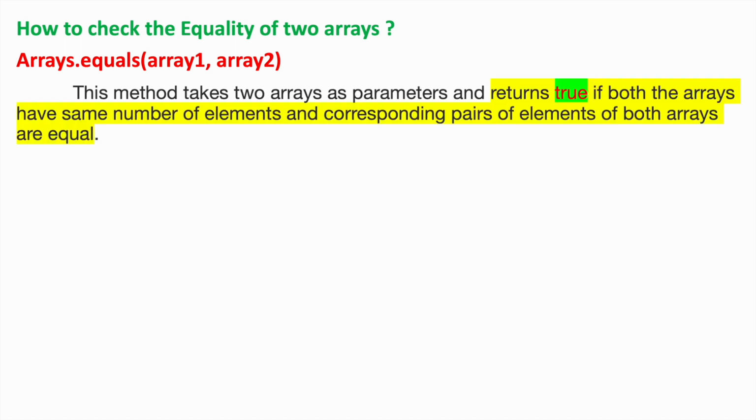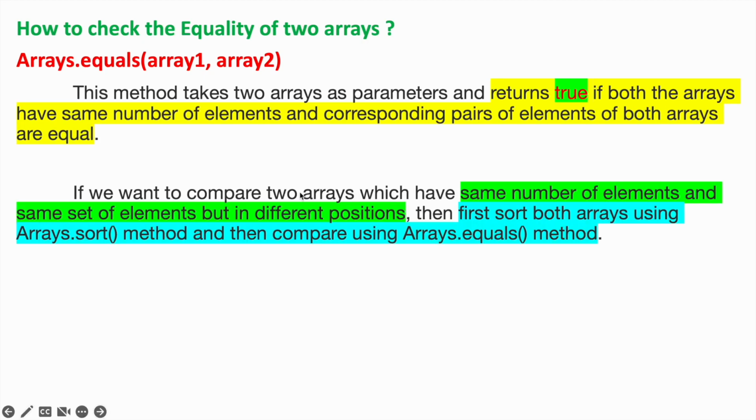So based on these examples, we can say how to check the equality of two arrays. We can use the Arrays.equals method. What will this method do? This method takes two arrays as parameters and returns true if both arrays have the same number of elements and the corresponding pairs of elements of both arrays are equal. If both arrays have the same length, the same content and the same order, then it will return true.